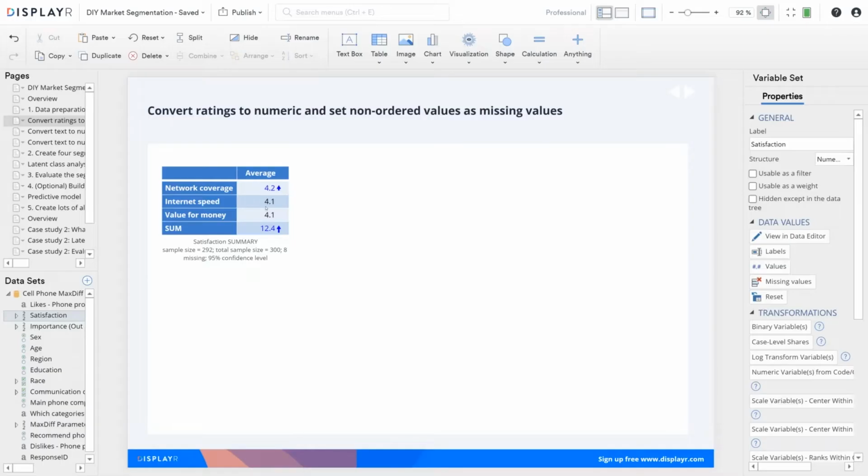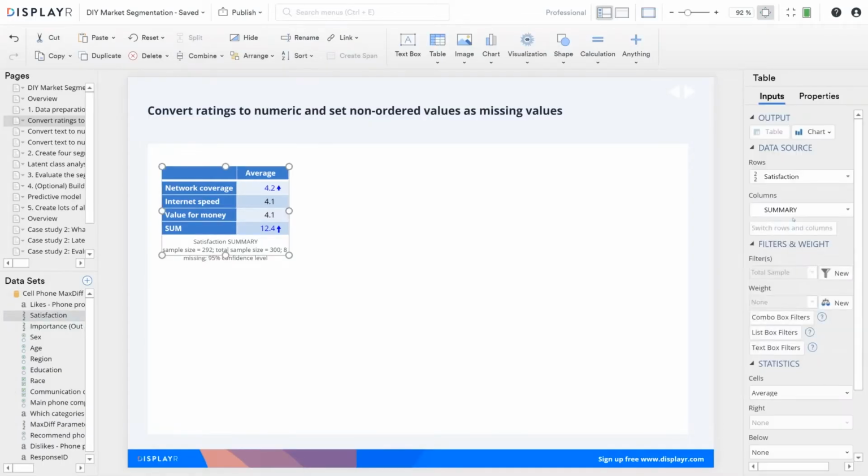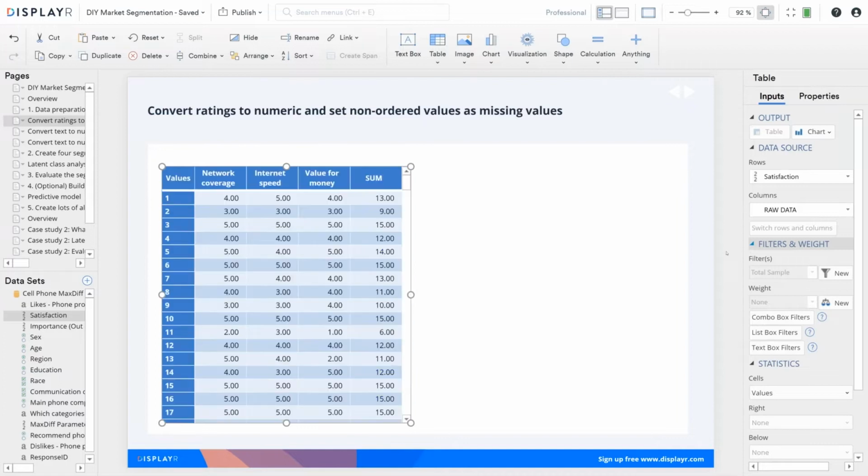Let's have a look at the raw data. And as you can see, we've converted our categories into numbers. So that's the first bit of the data preparation.